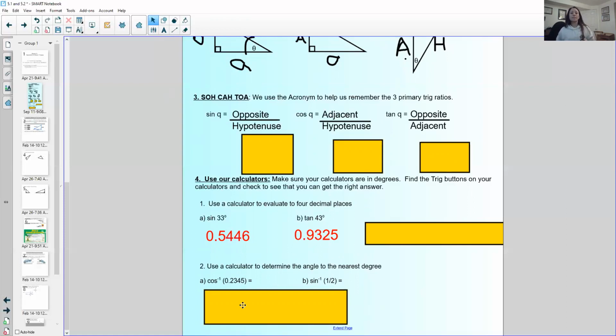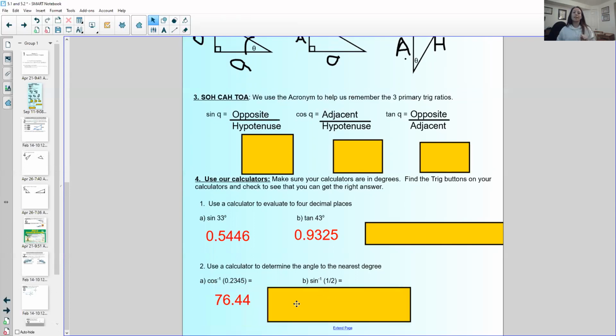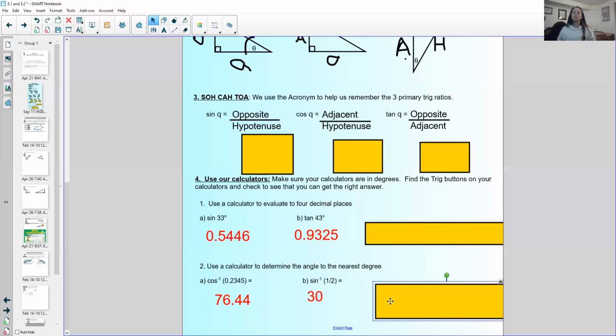Above your sine, cos, and tan, you should see buttons that look like this: cos with a little -1, sine with a little -1, and tan with a little -1. Those are the inverse trig functions. This is the inverse cos, inverse tan, and we use these when we are trying to find an angle. So find your calculator. Chances are you're pressing the inverse button and then the number. When you plug that in, you should get 76.44. And when you do the inverse sine of a half, make sure you're putting the 1/2 in brackets: bracket 1 divided by 2 and close your bracket again. You should be getting 30.